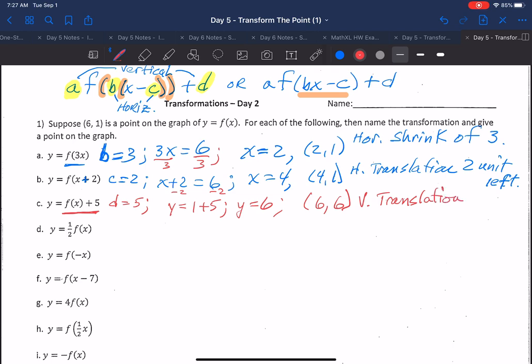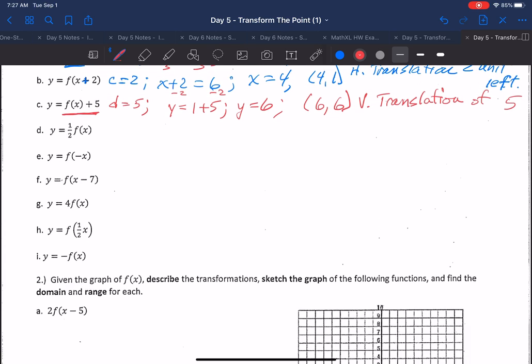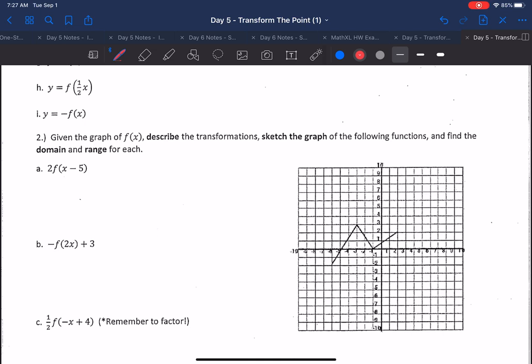Some students said 5, that was the number. Some students will say it's a vertical shift. You can use shift. Okay. I would like you to try a couple of these. I think the key is already posted up, but I'm going to give you some time to work on D, E, F, G, H, and I in a minute.